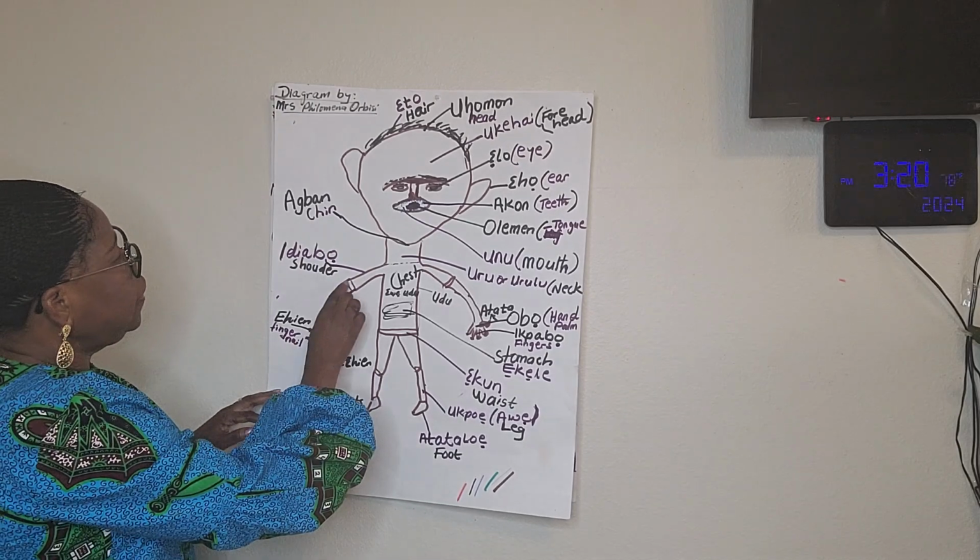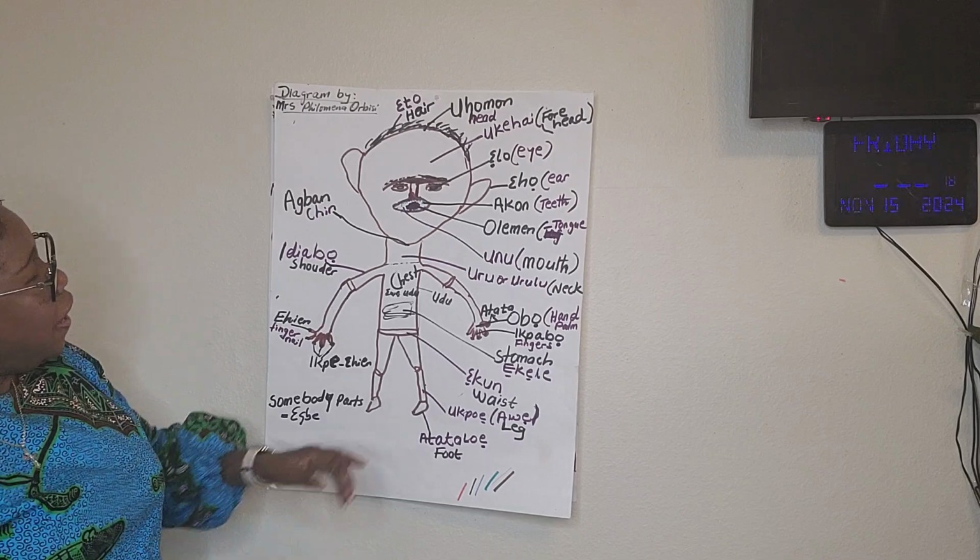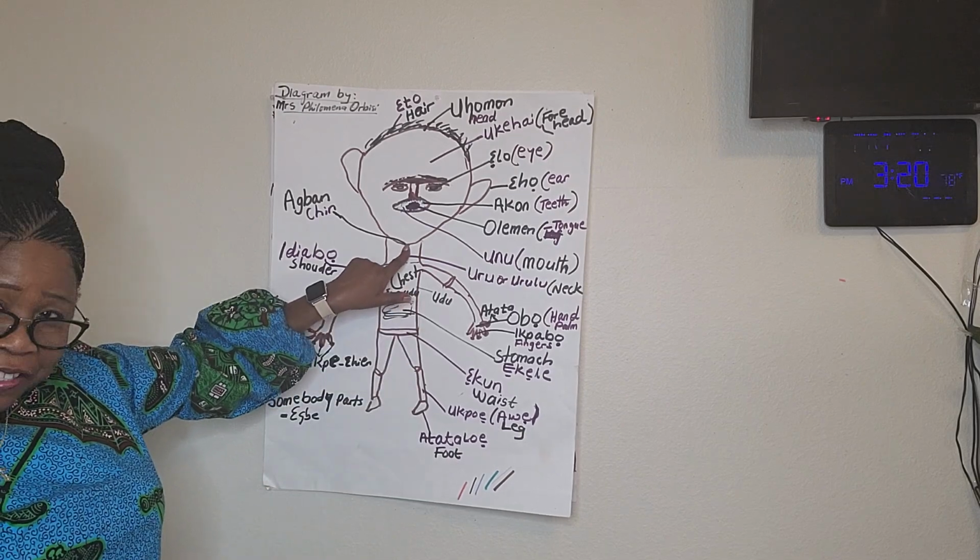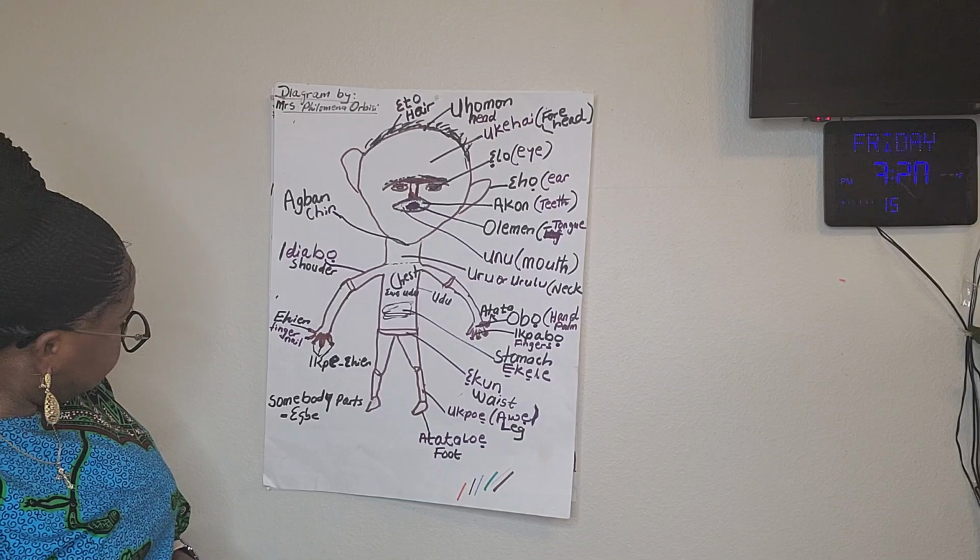Okay. You have the idia ball, which is the shoulder. And here is the chin. So this makes sense.